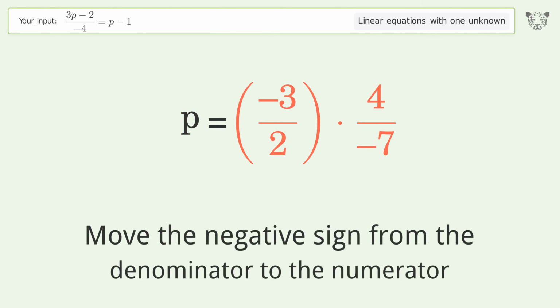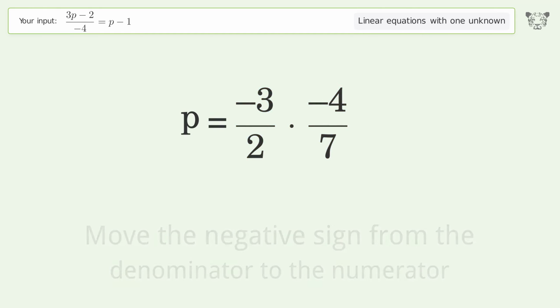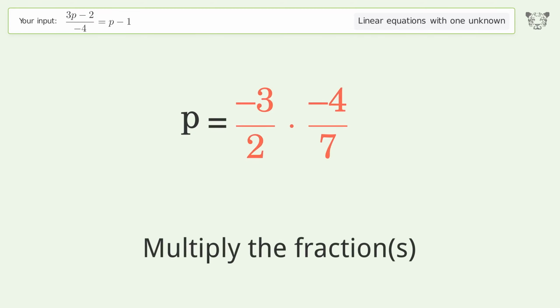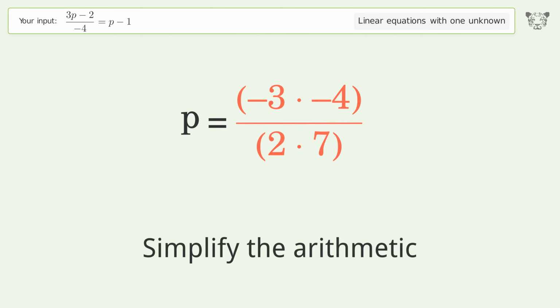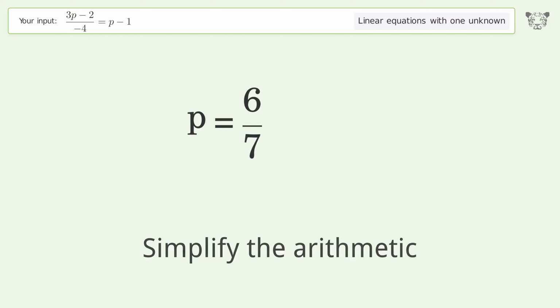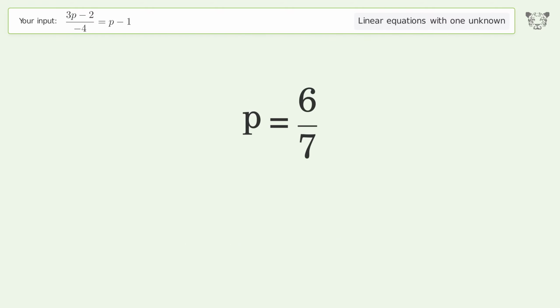Move the negative sign from the denominator to the numerator. Multiply the fractions. Simplify the arithmetic. And so the final result is p equals 6/7.